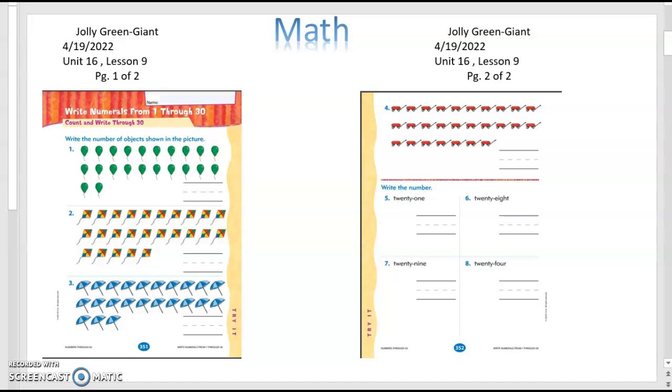So for math, I have April 19th, Unit 16, Lesson 9, page 1 of, oh my gosh, page 2. There are 2 pages. Please label both pages with name, date, unit, lesson, and page numbers on both. Please, thank you.